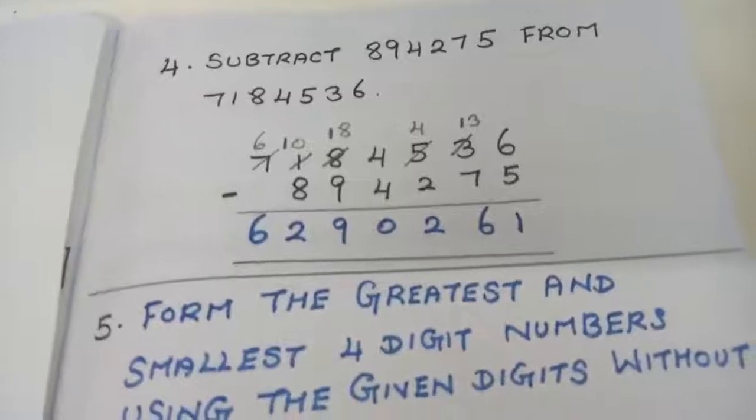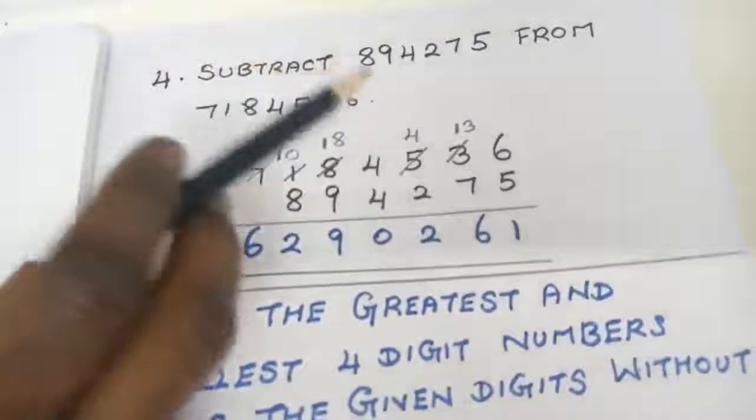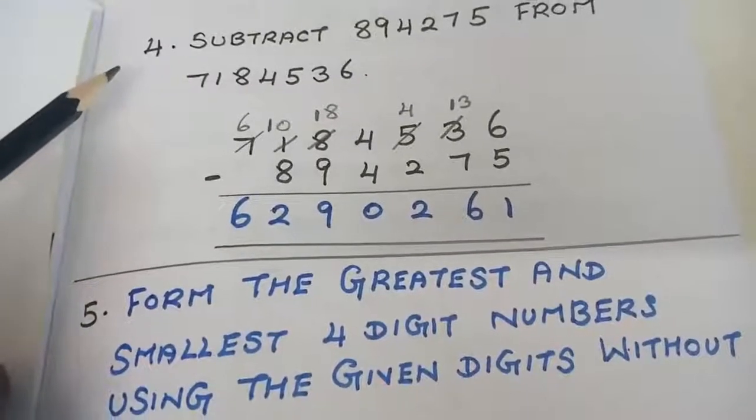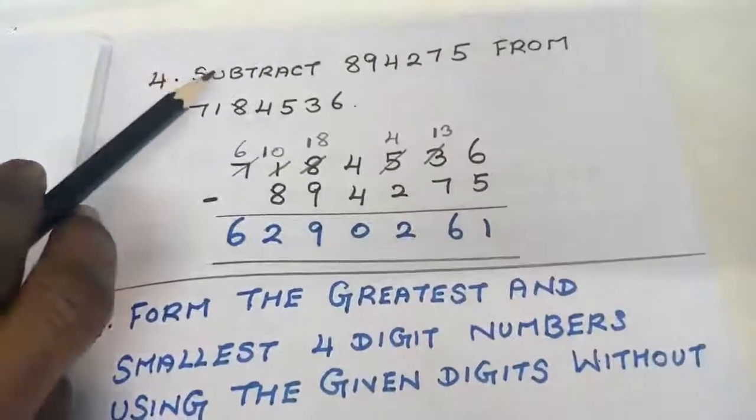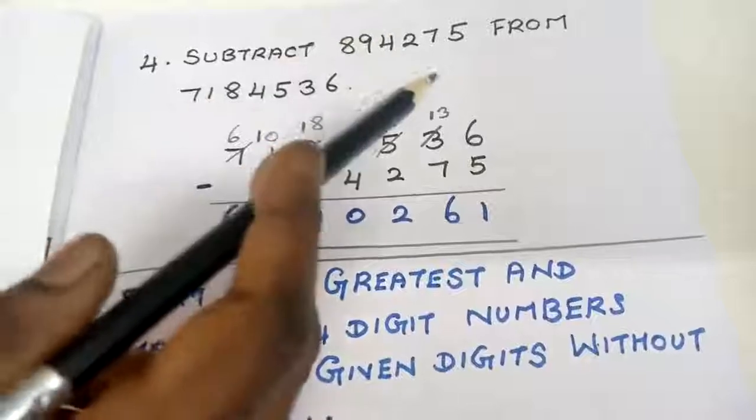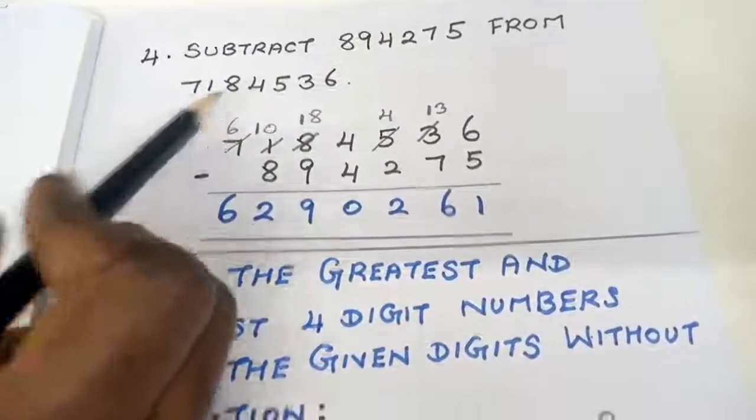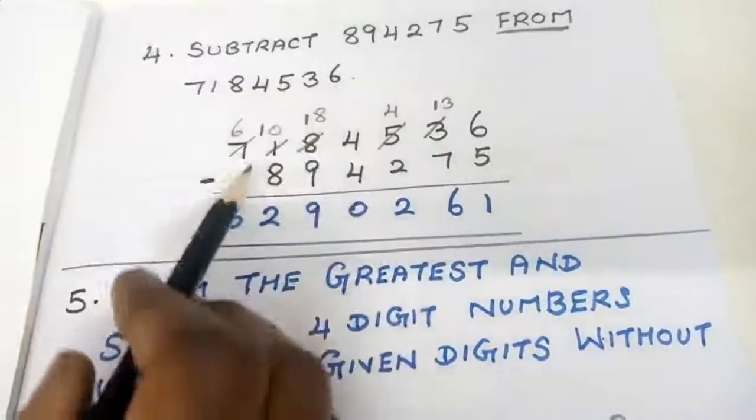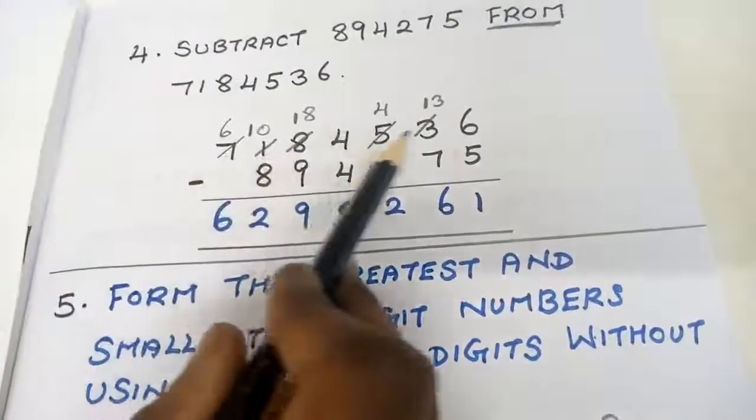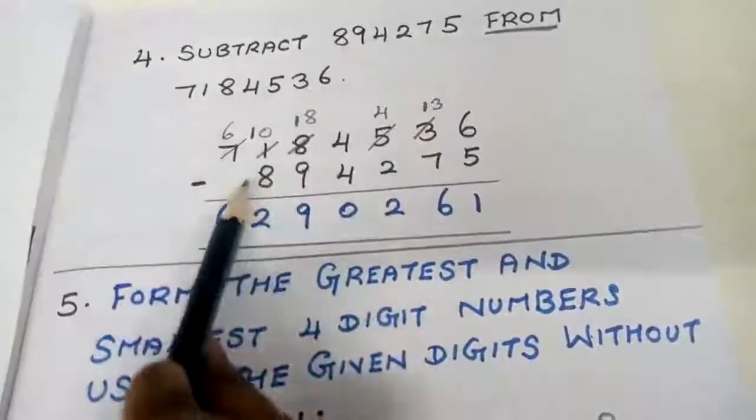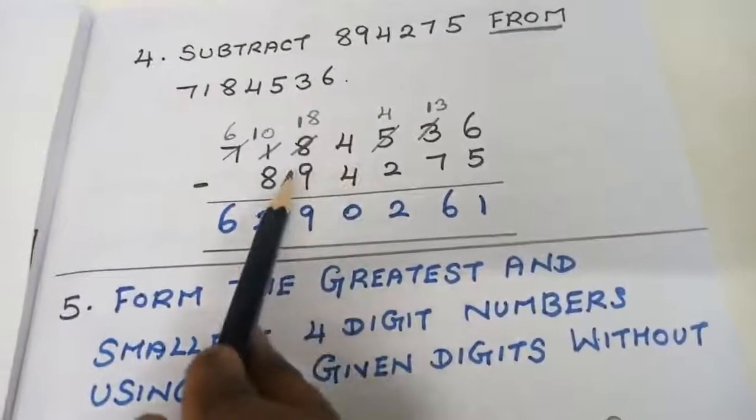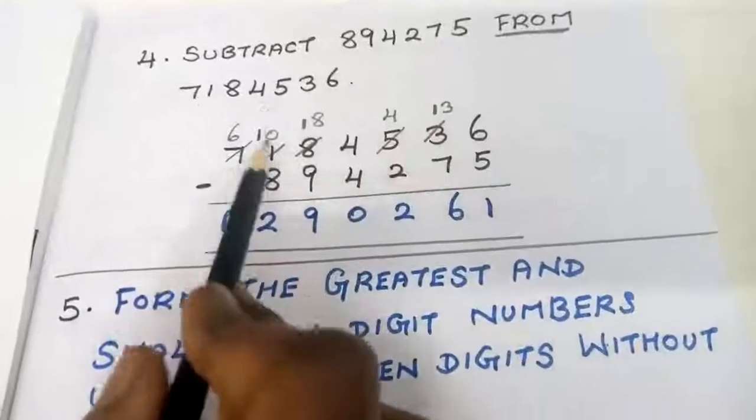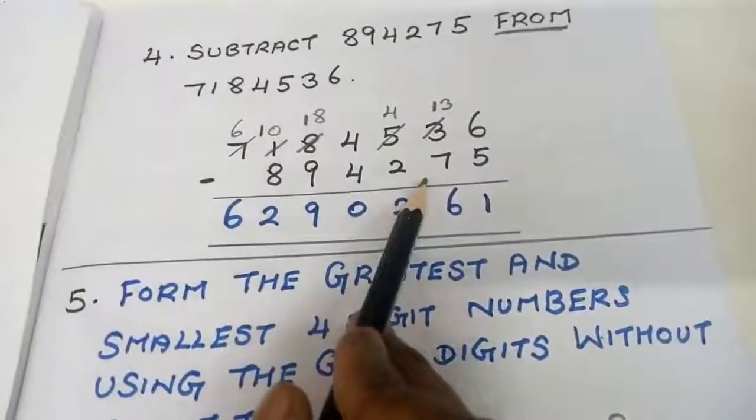Fourth question, subtract the given number from. Just you have to understand the concept of the question. Subtract the given number from this particular number means, whenever they give you "from", you are going to take the second value. The second value I will be writing on top, students, and the first value I will be writing in the next part. Just keep this in your mind. From means second value minus first value.